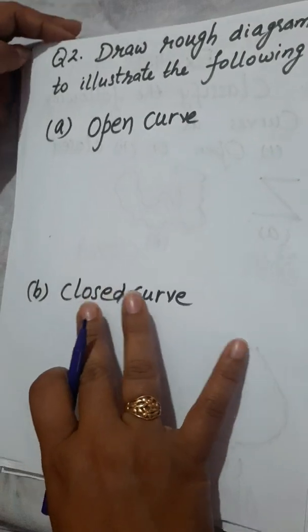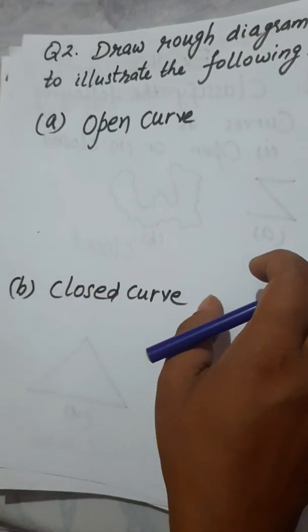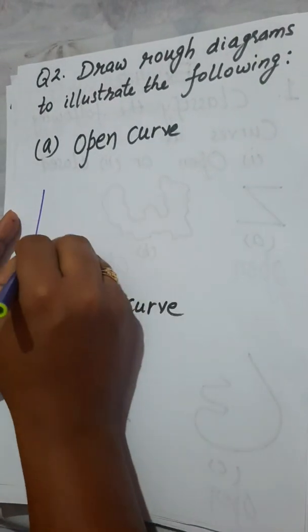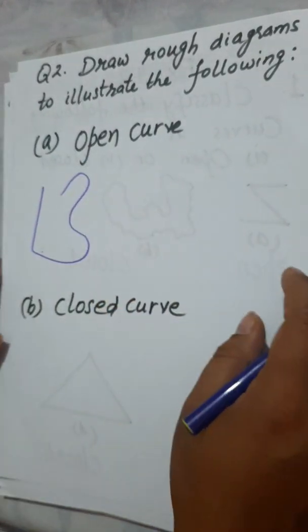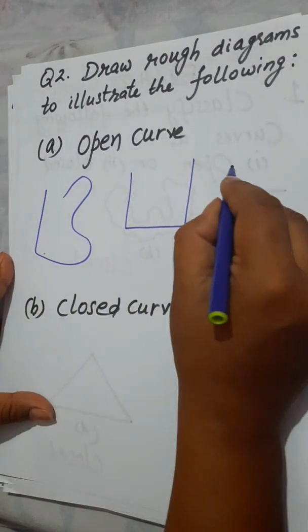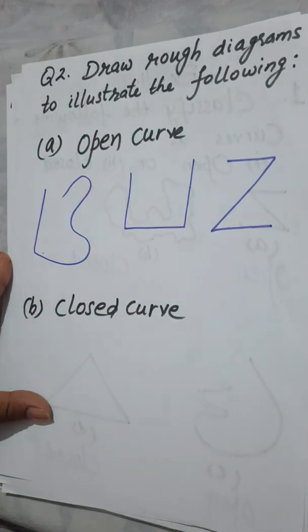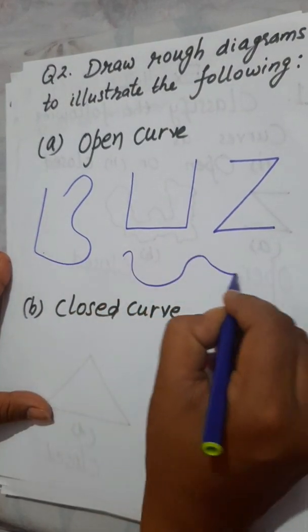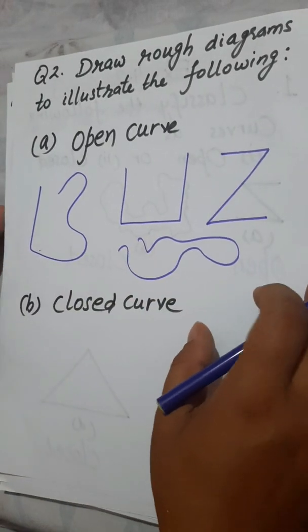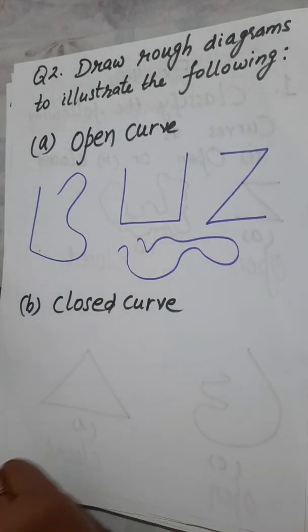Then next we have second question. Draw rough diagrams to illustrate the following. Open curve. You have to draw any open curve. This is also an example of open curve, as we did in question number 1. So many curves are there. You can draw any open curve.